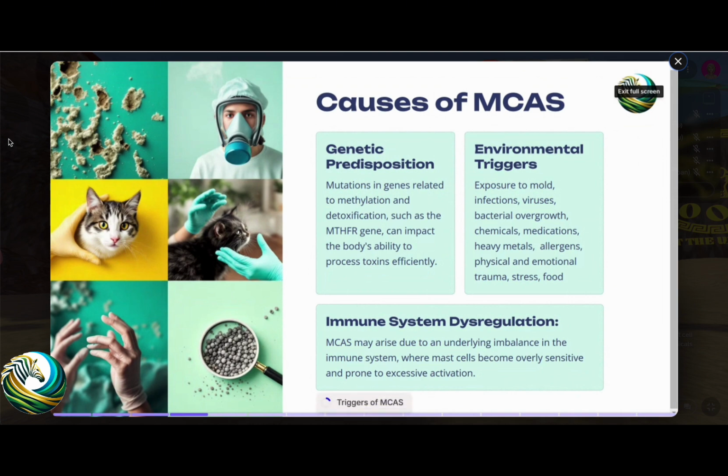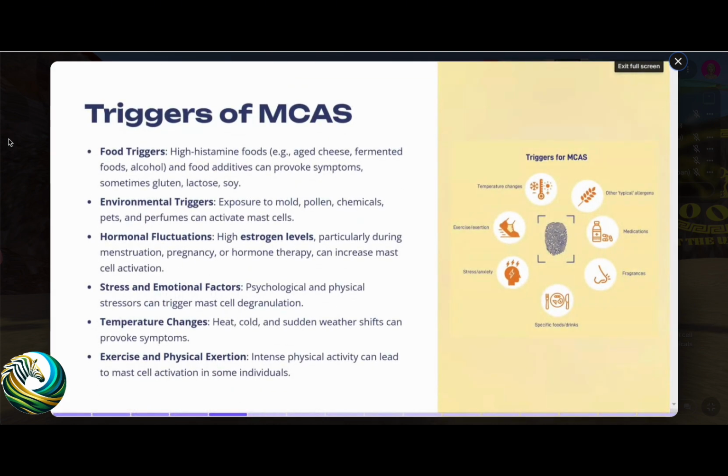And the next slide, you feel like, okay, if you already have unstable mast cells, you can have lots of triggers in your daily life that can make your symptoms worse or increase the level of chemicals in the body. For example, we have food triggers, like high histamine food, like aged cheese, fermented food, alcohol. Some food additives can provoke symptoms, sometimes also gluten, lactose, soy. Why? Because your body is already full of histamine. When you eat food that contains histamine, your body cannot get rid of it, and it's already overloaded by the histamine, so your symptoms will just get worse.